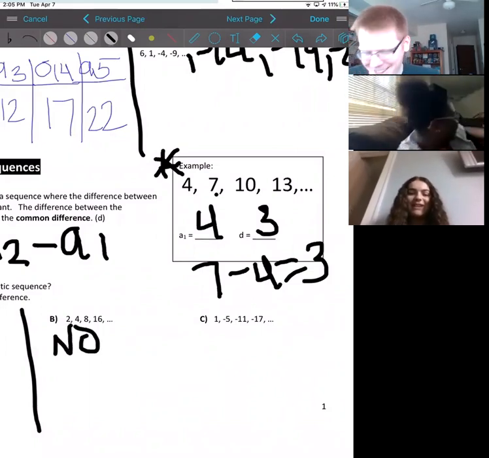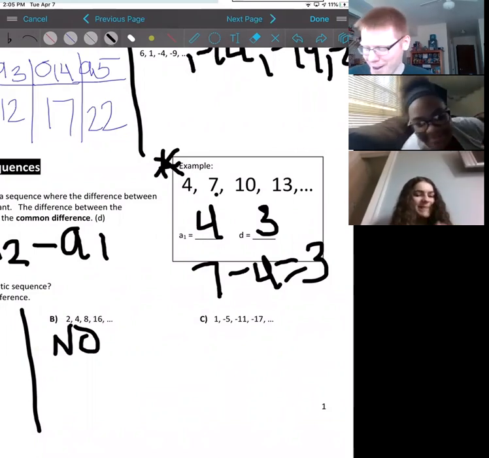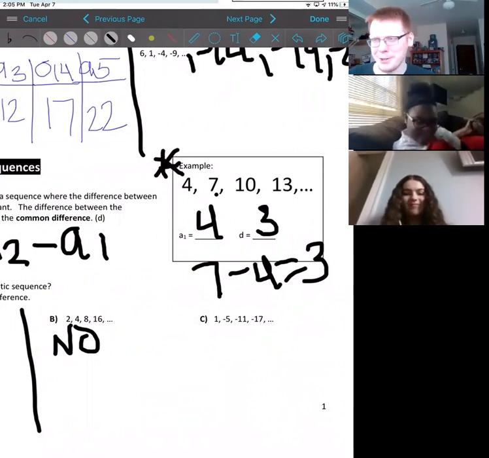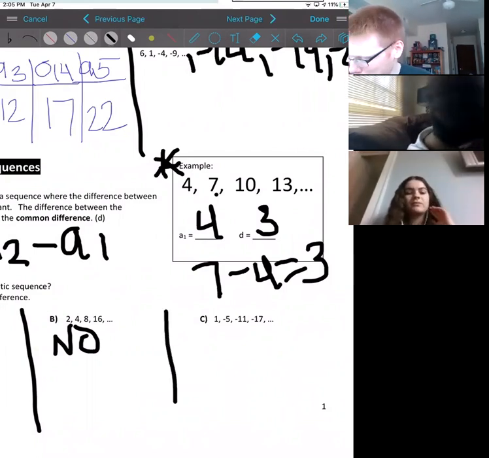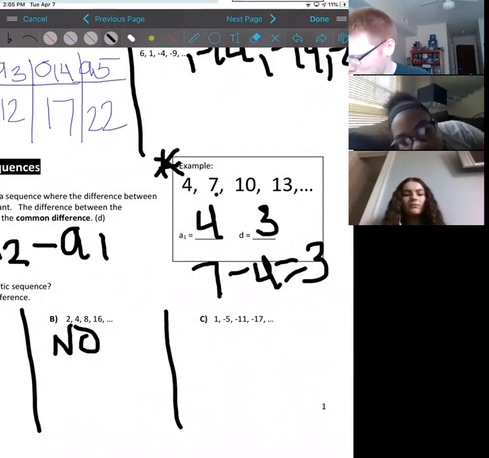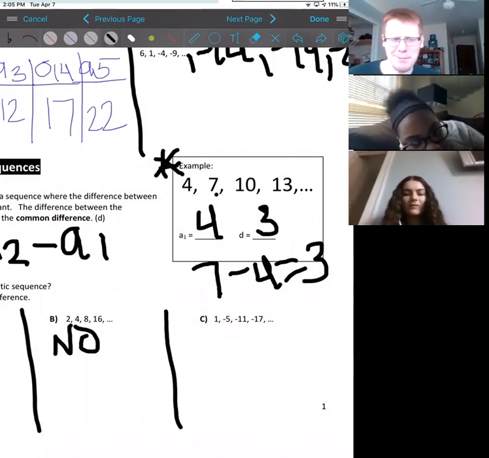It's multiplication, right? We'll see that in our next section, so we'll be doing that on Thursday. That's called a geometric sequence. It multiplies. So if it's not one, you don't have to find the common difference. C, is it arithmetic? Is it going up or down by the same difference?